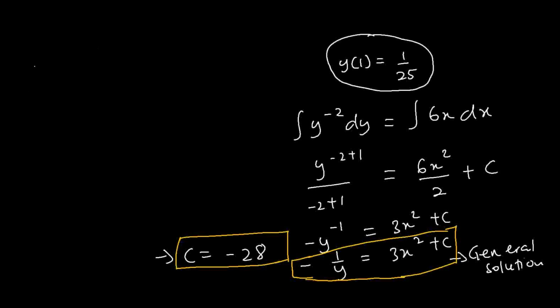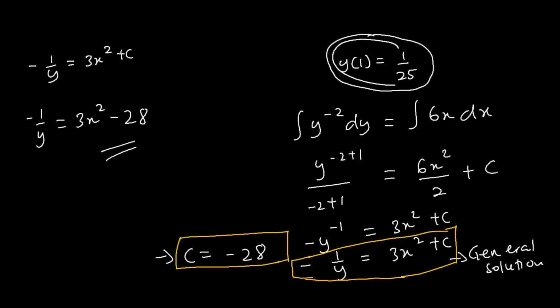Okay, so the general solution was minus 1 over y equals 3x squared plus c. Now you know the value of c to be minus 28. So that is minus 1 over y equals 3x squared plus c, which is minus 28. So this will be the solution, given the initial condition that we have here.